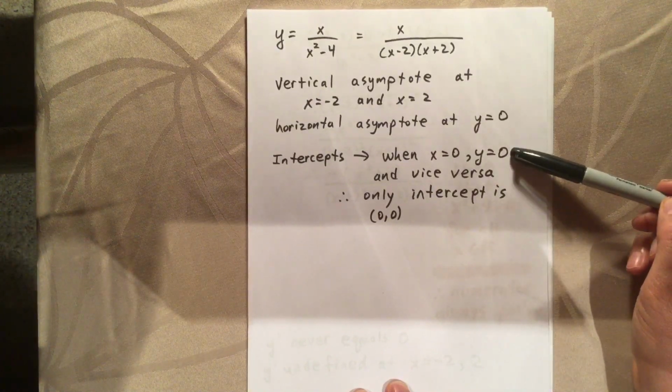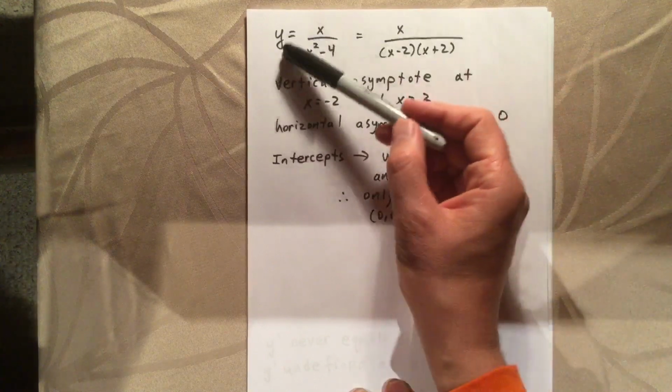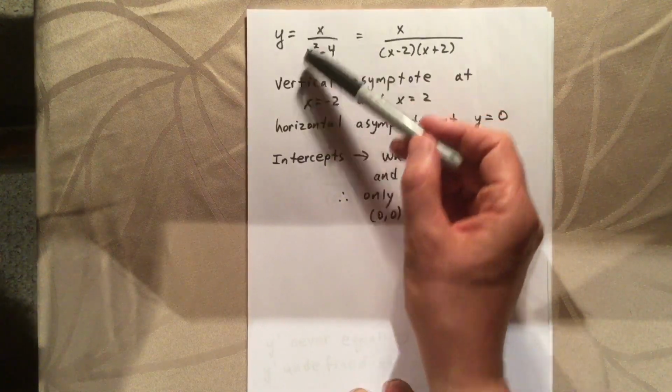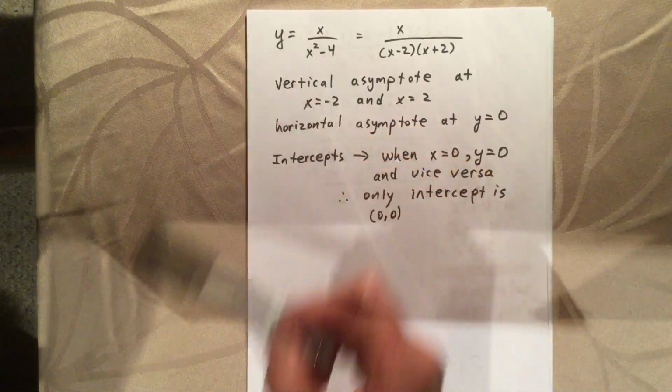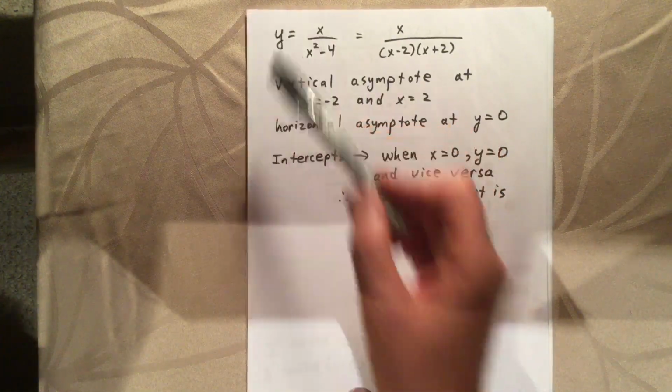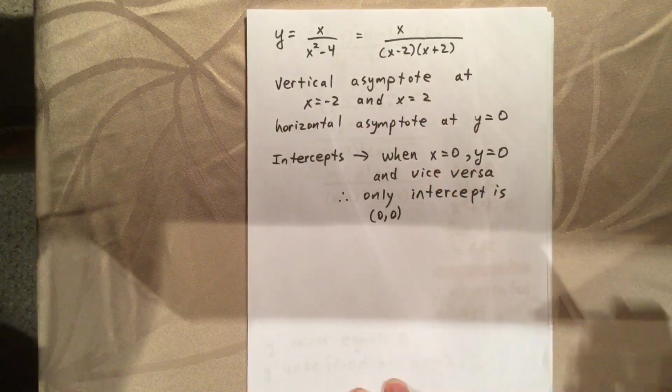The intercepts, so if I let x equal 0, y equals 0 over 0 squared minus 4. And similarly, if I let y equal 0 and multiply both sides by x squared minus 4, I get x equaling 0. So the only intercept will be at 0, 0.